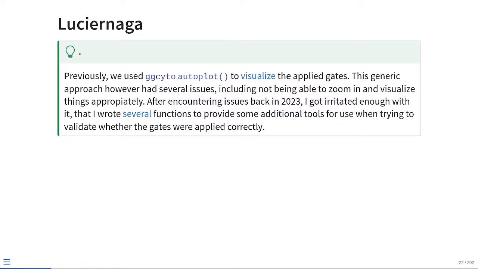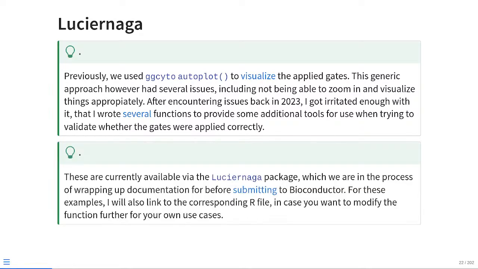When I was first trying to learn how to use OpenCyto back in 2023, I got irritated enough that I ended up writing several functions to provide additional visualization tools, so that when I was validating whether my OpenCyto gates were correctly placed, I could be confident in the results I would then be using for statistics. All these functions are currently within my Luciérnaga package, which I'm in the process of wrapping up the documentation for so that I can hopefully submit it to Bioconductor later this summer.